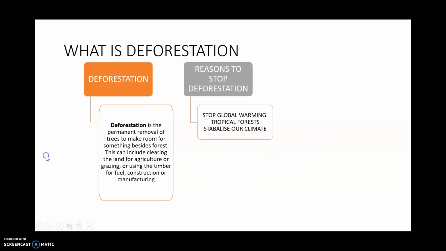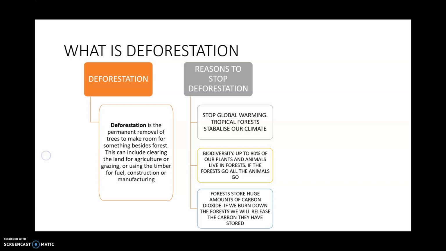Reasons to stop deforestation. Number 1, stop global warming. The tropical forests stabilize our climate. Number 2, biodiversity. Up to 80% of our plants and animals live in forests. If the forests go, all the animals go. And number 3, forests store a huge amount of carbon dioxide. If we burn down the forests, we will be releasing the carbon they have stored.